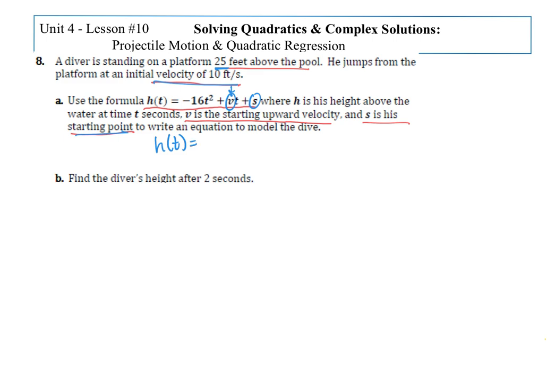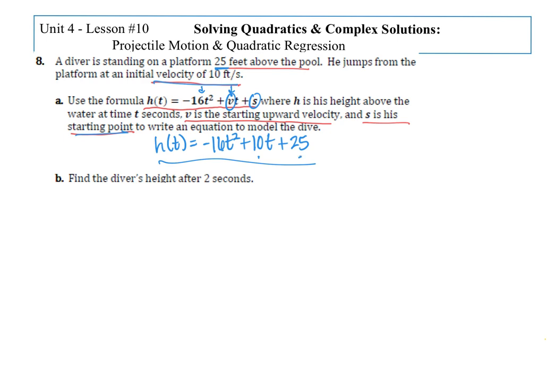So the equation we're using is negative 16t squared, that was given right here, plus vt. Well, our velocity was 10 feet per second, so we're going to say 10t, plus s, which is our starting height, which is 25. And that's it. That's all I wanted to know. Again, making that connection that this number in front of t represents speed, the constant represents the starting height.